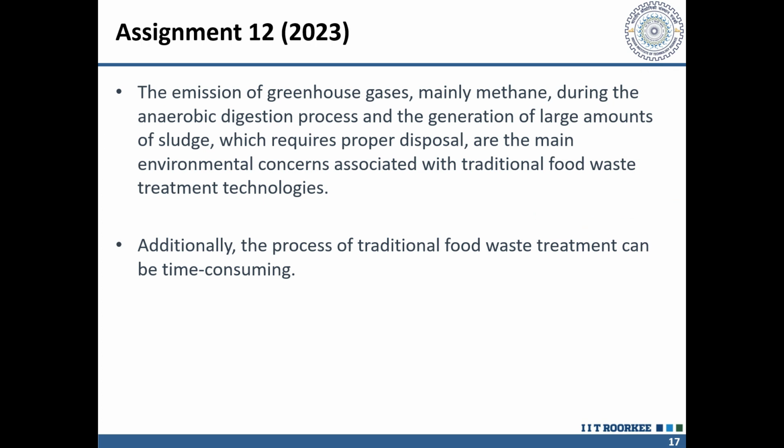So the emission of greenhouse gases, mainly methane, during the anaerobic digestion process and the generation of a large amount of sludge, which requires proper disposal, are the main environmental concerns associated with traditional food waste treatment. Moreover, the process can be time consuming. It requires a large amount of time, because food waste doesn't have a high amount of valuable products. Mostly the weight is taken up by the seeds or leaves or some type of extractives. So therefore, it is also time consuming. But the major problem is the production of sludge and greenhouse gases such as methane.